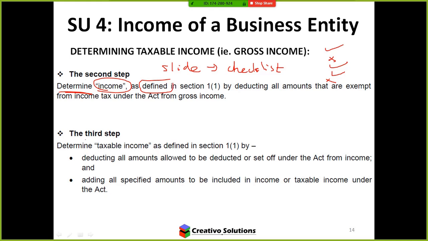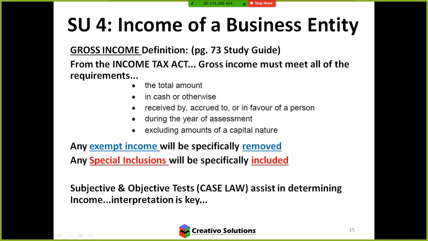The last step, the third step, is taxable income. And remember, when we look at taxable income, we need to take other things into consideration. Are there any other exempt items? Are there any special inclusions? Those are other things to consider when determining taxable income. But obviously, you also need to take deductions and taxable capital gains into consideration, because taxable income is the last line on the format.